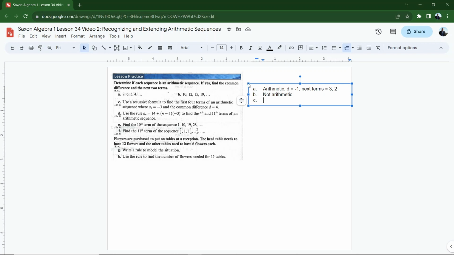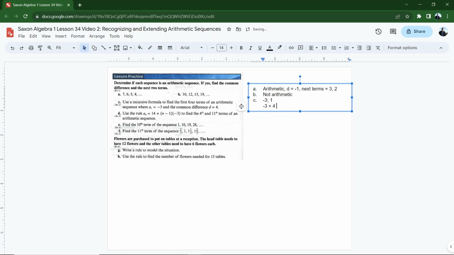Okay, so here's what we're going to do. The original term is negative 3, and we need to find the first four terms. So the first term is negative 3. Okay, the second term is going to be recursive formula. So I'm going to do negative 3, and then the common difference, I have to add the common difference to this, so it's going to be plus 4, okay? So negative 3 plus 4 is 1.